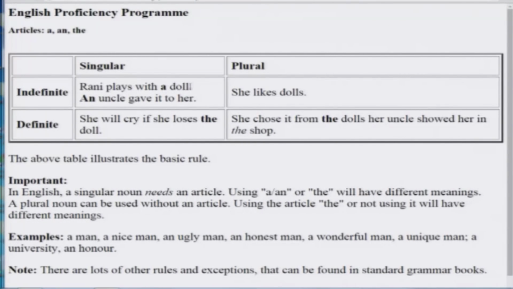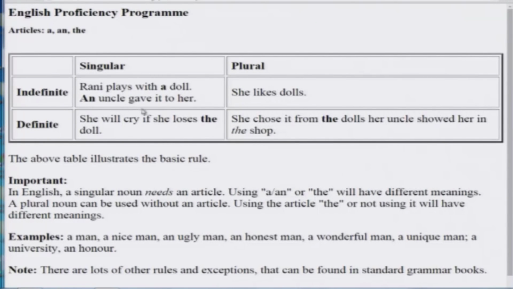And similarly, she likes dolls. So in this case, there is no article here. In plural, before a plural noun which has not been identified, you put no article. In the case of singular, you put the article a. If the first sound of the next word is not a consonant but a vowel, then in place of a, you put an. That is the only difference between a and an.